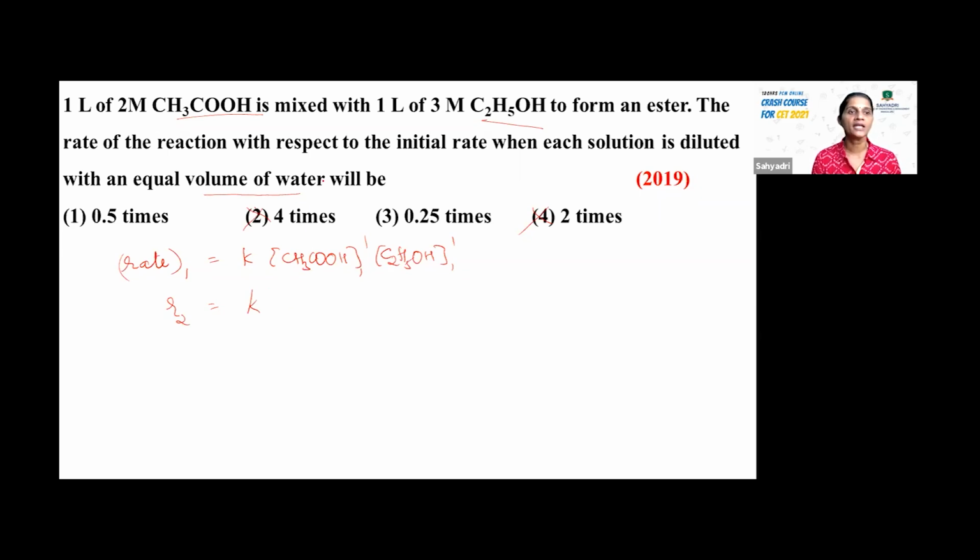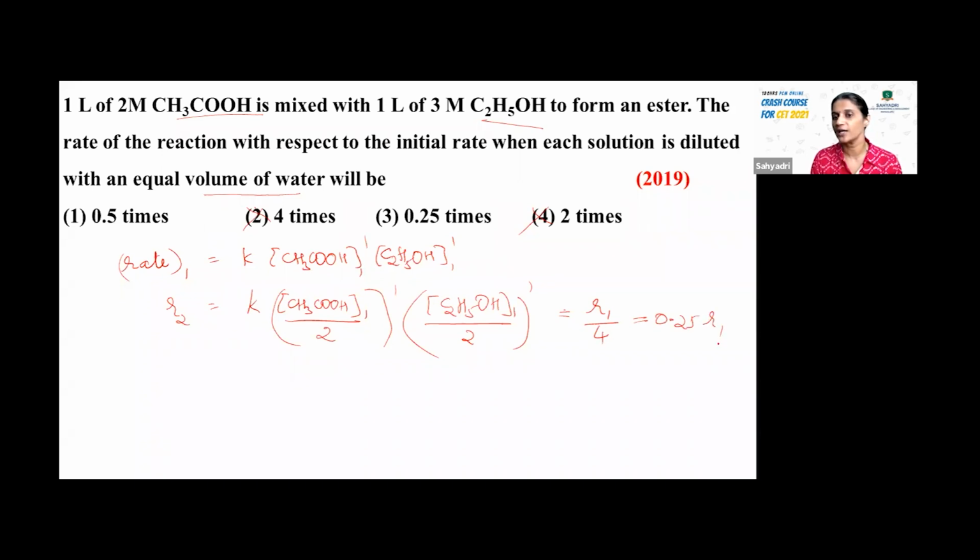So here, when we add equal volume of water, the final concentration is half of the initial concentration. Equal volume of water, when you add, it becomes half, raised to the power 1. And the ethyl alcohol concentration is also halved, raised to the power 1. Now, this is K into [CH3COOH] into [C2H5OH], which is R1 divided by 4. That is, the final rate becomes 1/4 of the initial rate. What is 1/4 of the initial rate? 0.25 times R1. The final rate will be 0.25 times the initial rate. Did you understand? So if you dilute, this is a clue for you.